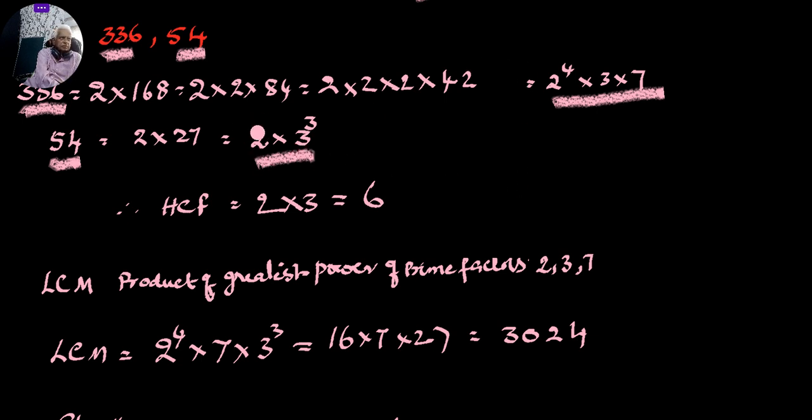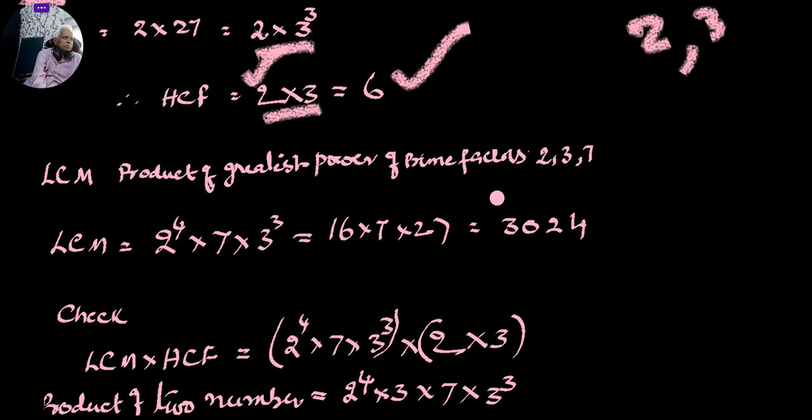You have 2 here, and 2 power 4 here. 2 is a common factor. And 3 is here, 3 is also here. 3 is also a common factor. And we should take lower powers. Among 2 and 2 power 4, we take 2. Among 3 cube and 3, we take 3. 2 times 3 is 6, which is the HCF.